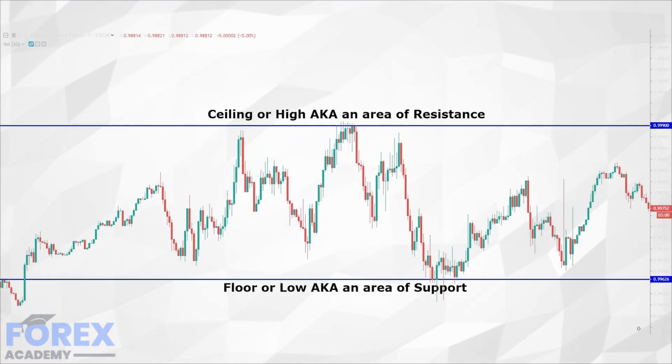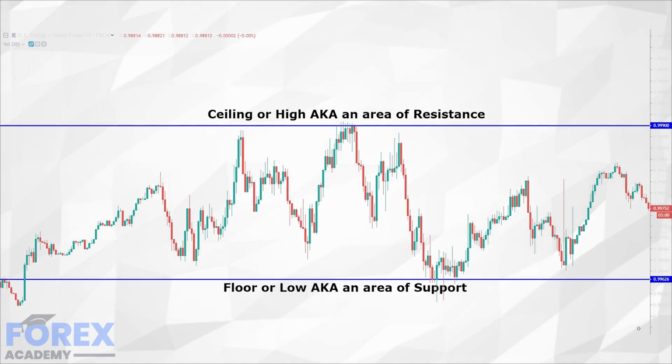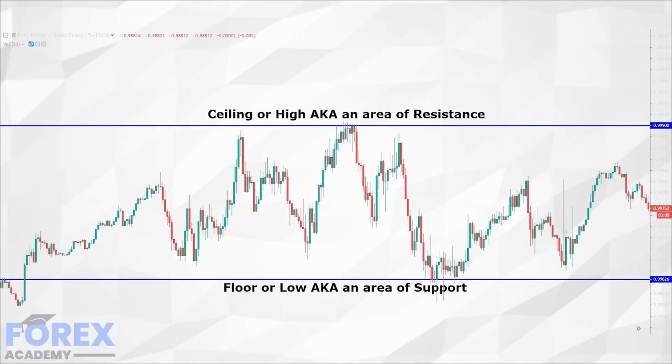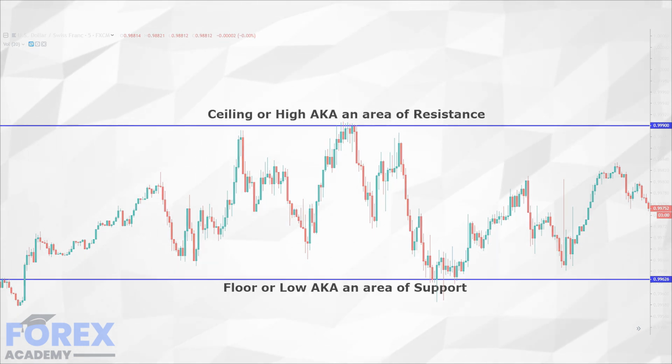Example A is a diagram of a range-bound market with support and resistance. These areas are sometimes called floors and ceilings, and price action will typically move up and down within these ranges. Sometimes traders refer to this as sideways trading.